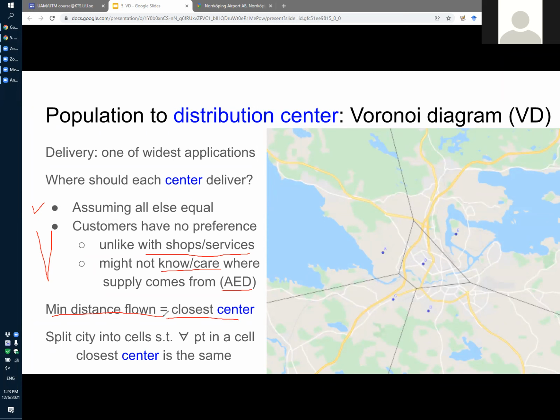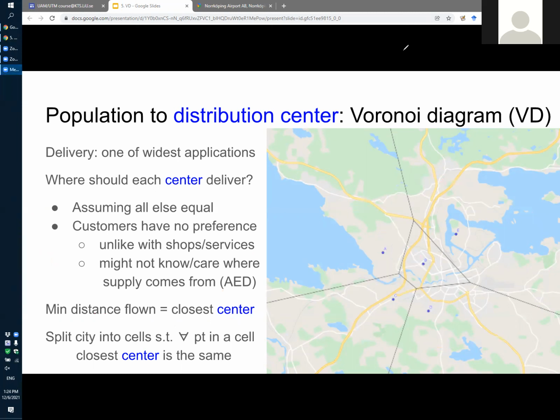or in other words, we want to split the area, our region, into cells, so that within every cell there is one distribution center that takes care of all the customers in the cell, and the distance to this distribution center from any point in the cell is smaller than the distance to any other distribution center. Again, no matter which point in the particular cell you take, it should be closer to its distribution center than to any other distribution center.